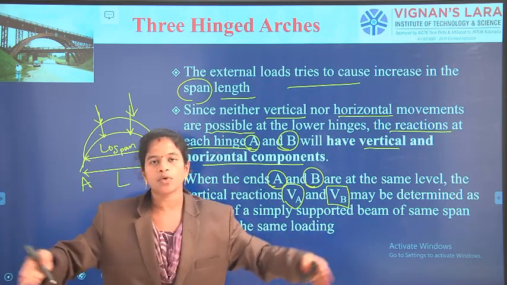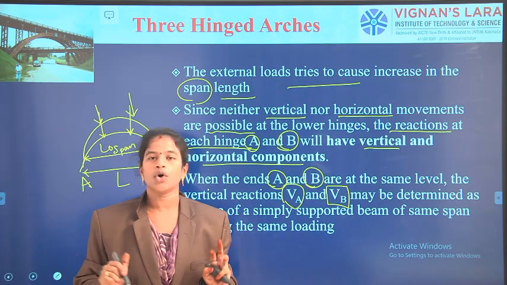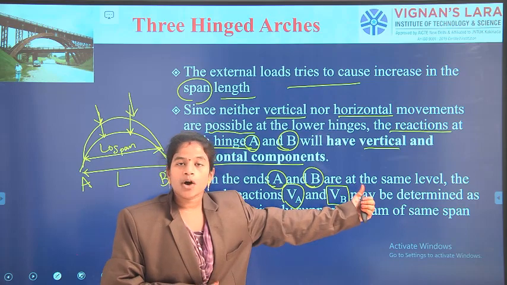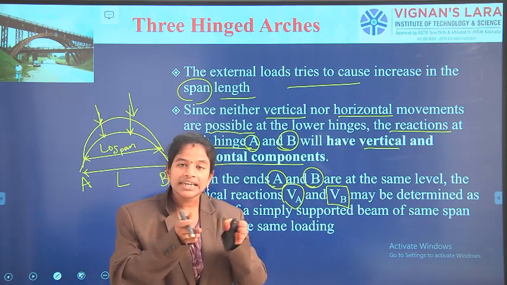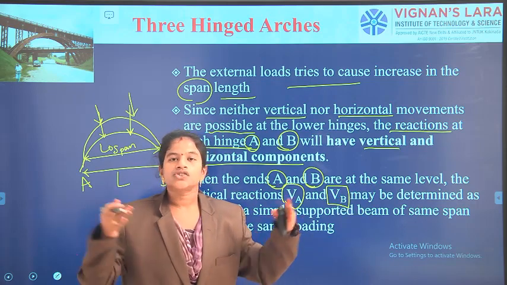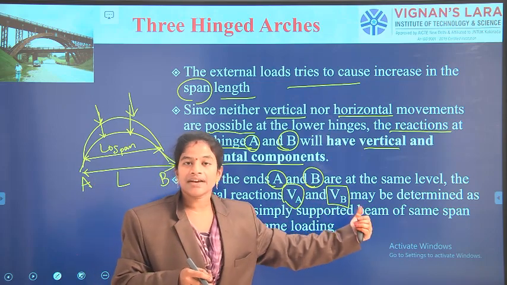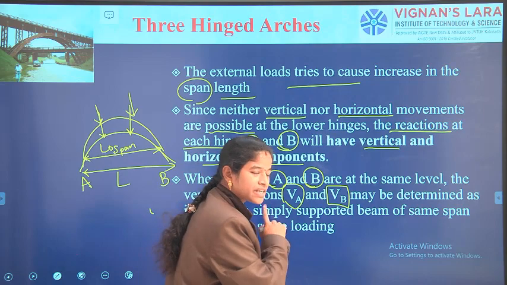It will happily move away. It will collapse and go down. The structure will be removed. But we are stopping the structure from increasing its span by stopping with the supports. So the reactions VA and VB will be generated.